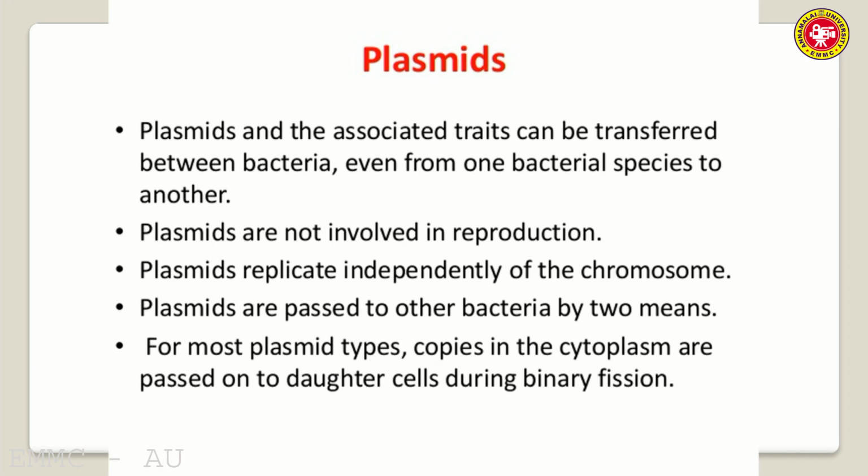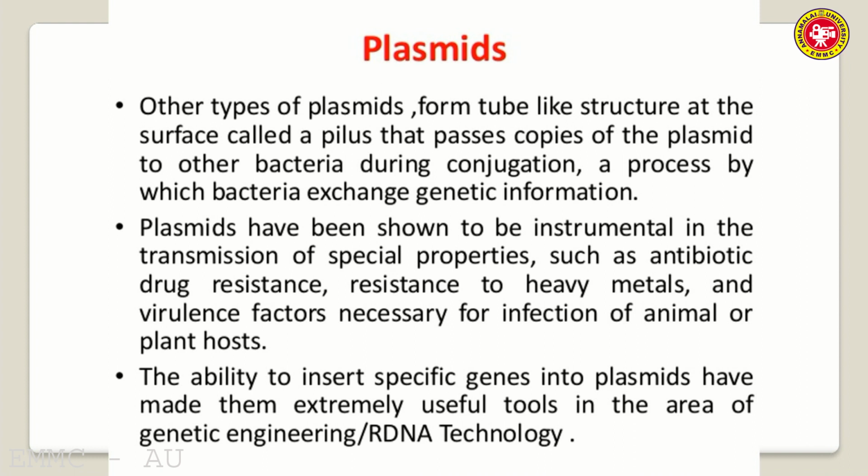The plasmids are passed to other bacteria by two means. One is from one organism to another organism by way of the conjugation tube. For most plasmid types, copies in the cytoplasm are passed on to the daughter cell, that is from the mother cell to the daughter cell. This transmission happens during binary fission. Binary fission means each cell is divided into two cells.